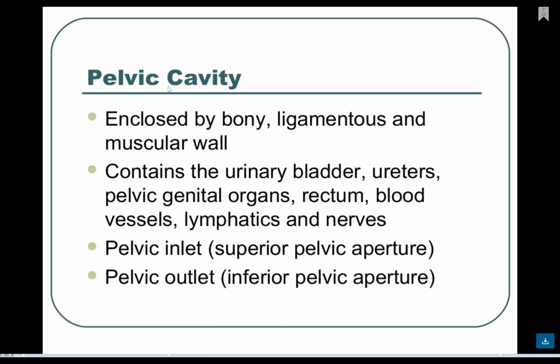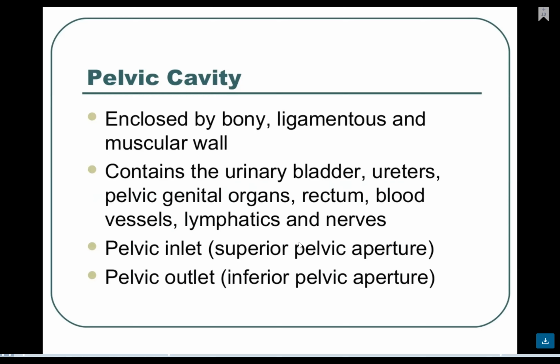So when we talk about the pelvic cavity, it is actually enclosed by bony, then ligamentous, and then muscular walls. Within this pelvic cavity, we can see the urinary bladder, the ureters, the pelvic genital organs, the rectum, some blood vessels, lymphatics, and nerves.